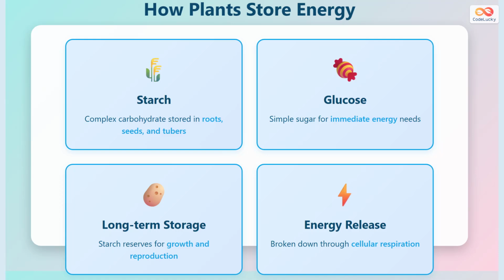Plants have evolved efficient systems for storing energy. Starch is a complex carbohydrate stored in roots, seeds, and tubers for long-term energy reserves. Glucose, a simple sugar, provides immediate energy for cellular processes. Plants maintain long-term starch reserves to support growth and reproduction, especially during periods when photosynthesis is limited. When energy is needed, starch is broken down through cellular respiration, releasing the stored chemical energy for use by the plant.